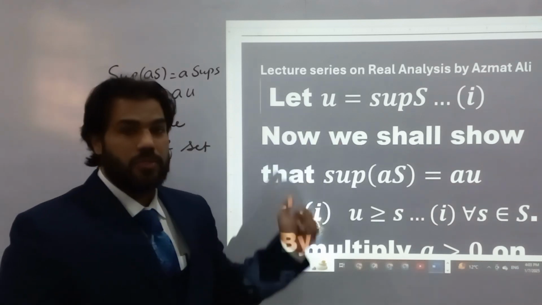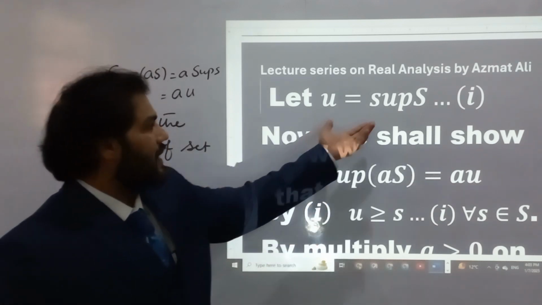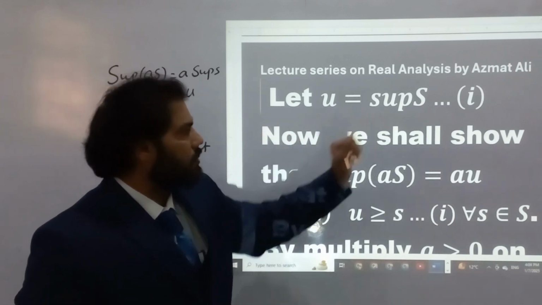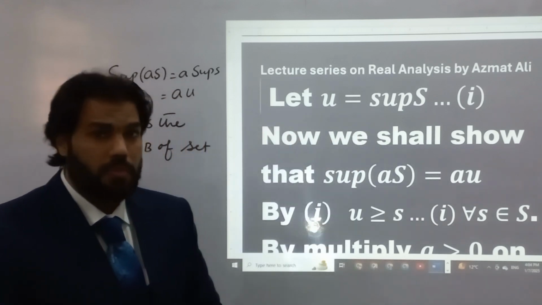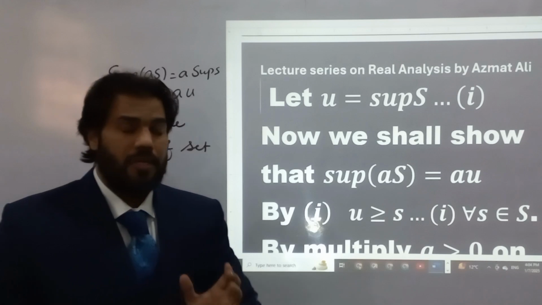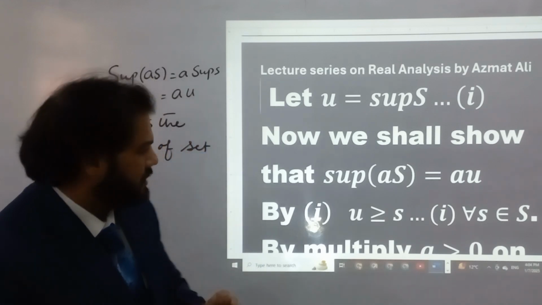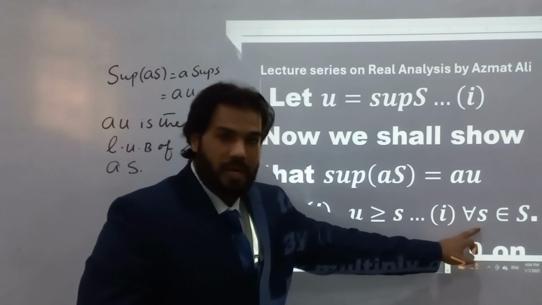Now we use the definition of the supremum of S in expression number 1. In equation number 1, U is the supremum of S. If U is the supremum of S, then U is greater than or equal to every element of set S. The elements of set S are the small s.